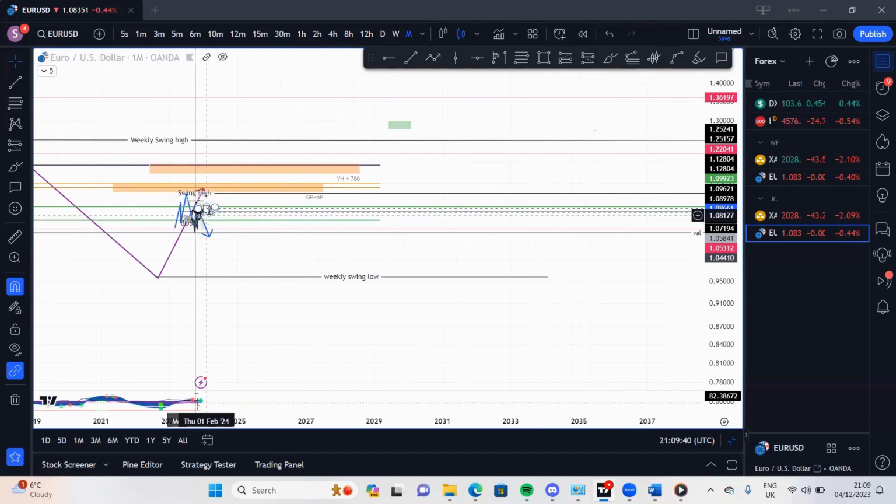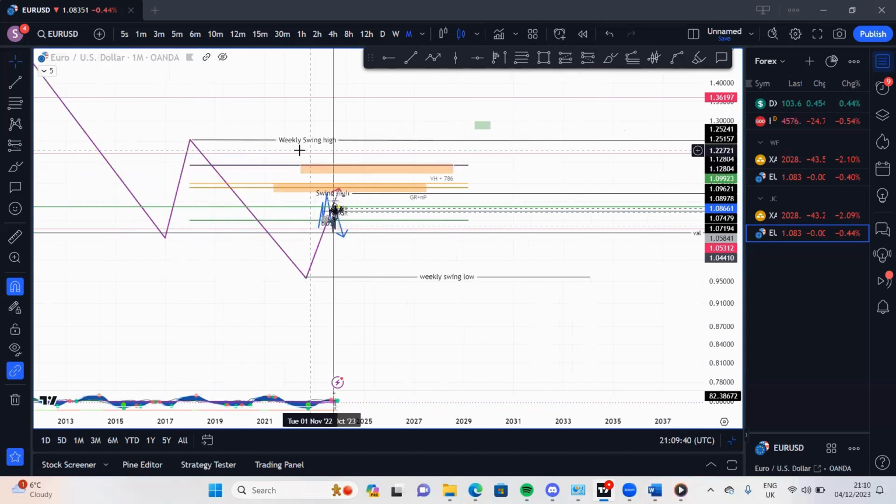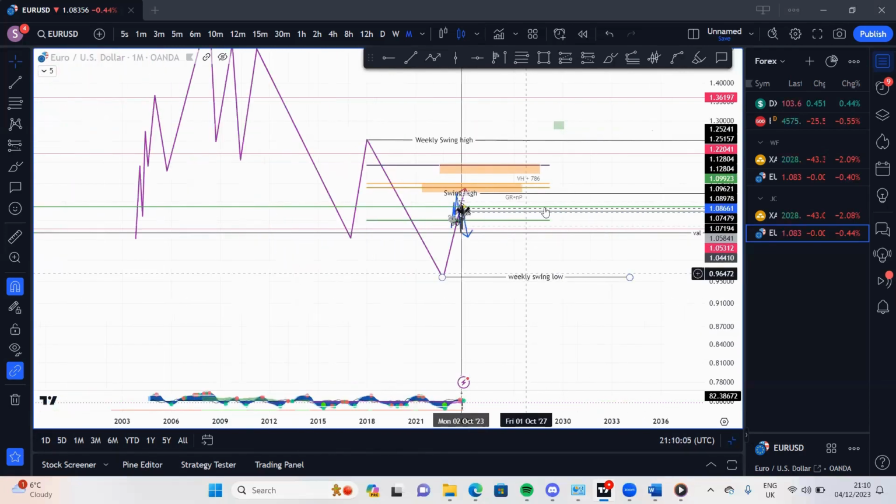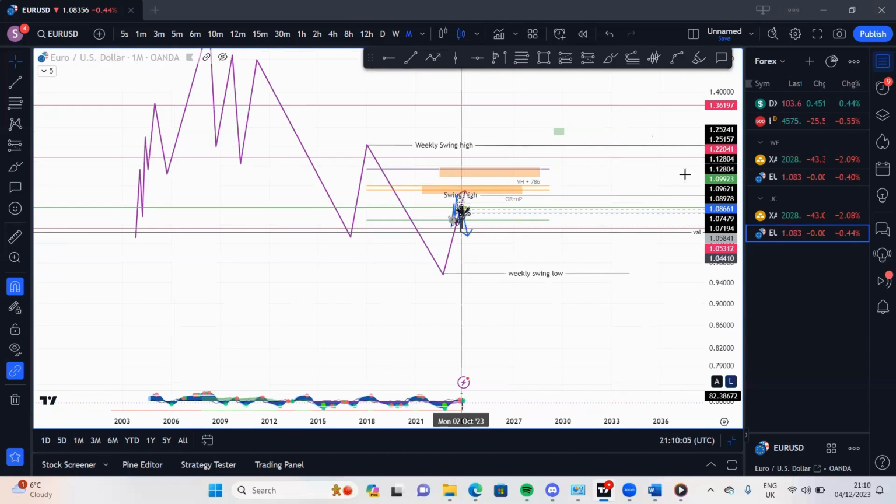Is that lower high going to take place here? Is it going to take place here? Is it going to take place up here? Don't forget, it can come all the way up to that swing high before it decides what it wants to do. So we're just trying to catch that next leg down, if that's the play price is going to do.